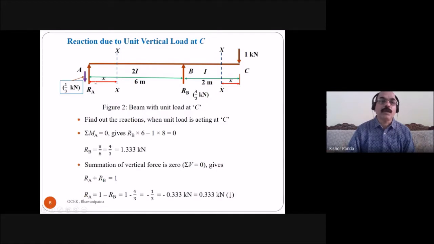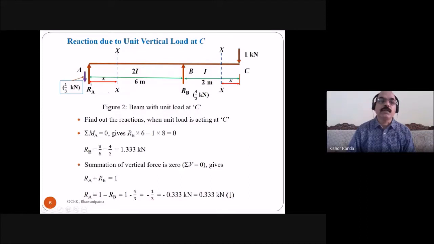First you take the moment about A, that is, the summation of moment at A is equal to 0. So this is the reaction, and due to this reaction, what is the moment about A? RB into 6, anticlockwise positive. And due to this unit force, what is the moment about A? This is 1 into 8, negative. So RB into 6 minus 1 into 8 is equal to 0. So RB is equal to 8 by 6, which is 4 by 3, equal to 1.333 kilonewton. So this is the reaction you got here.